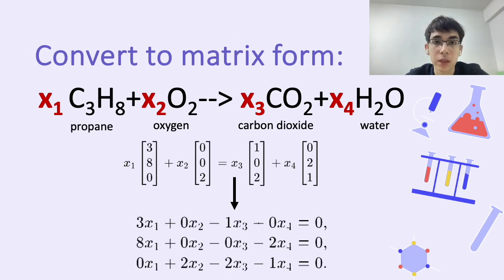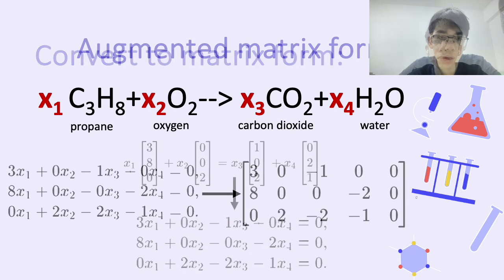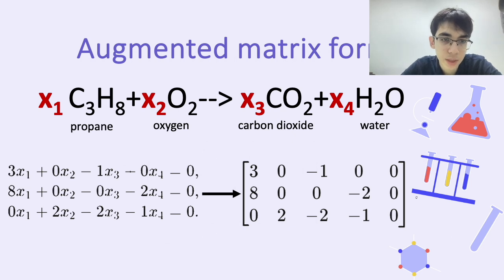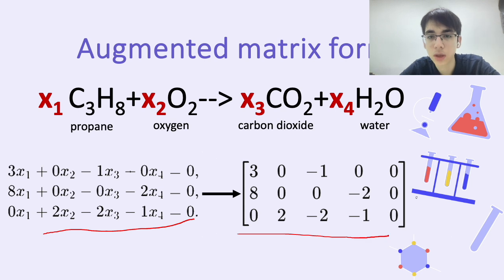First let's convert these vector equations to matrix form, so we get this form. As you can see, there is a 3, 8 and 0 like in this vector, and the other vectors are also written in this form. We can represent this system of equations as an augmented matrix. The result you can see on the slide. So let's move on to the next slide.